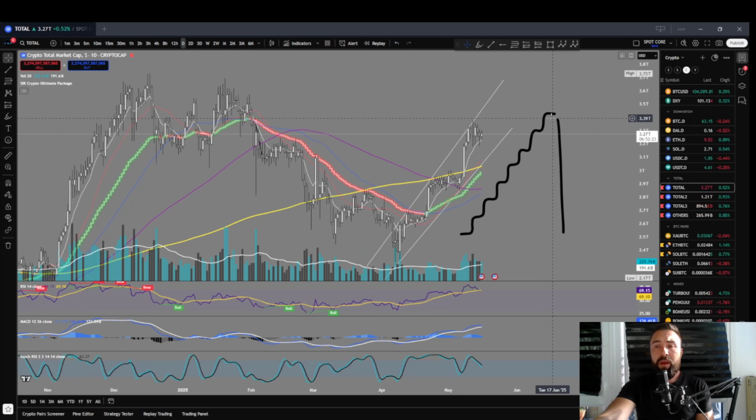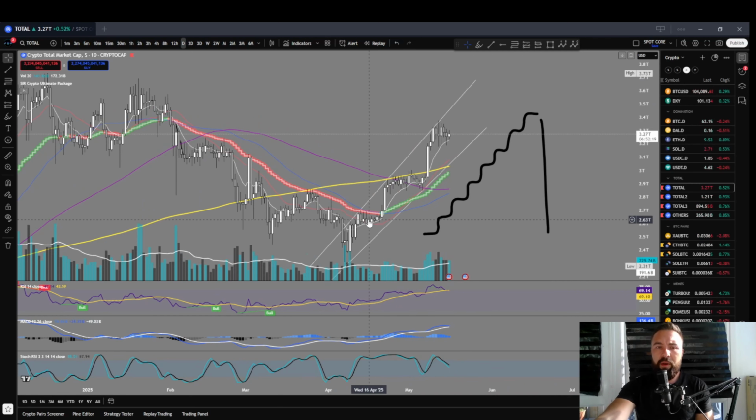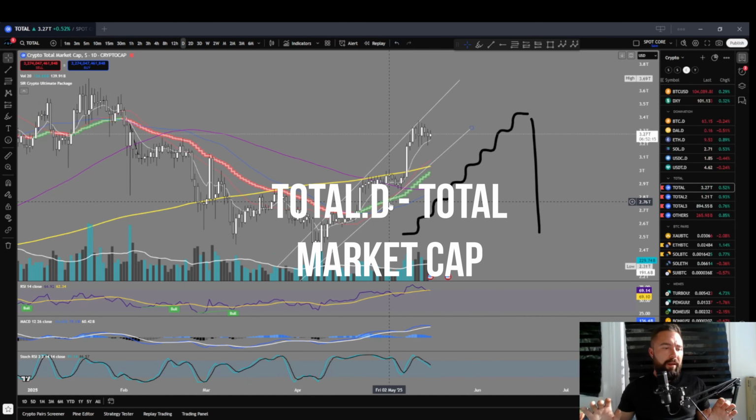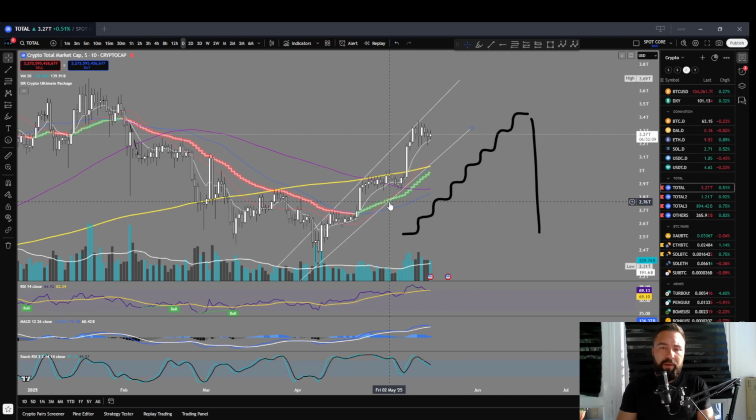Okay, number 4 that I like to look at is total market cap. Total market cap is basically all the money in the crypto space, including Bitcoin. That's your total market cap, as the name suggests. Okay.